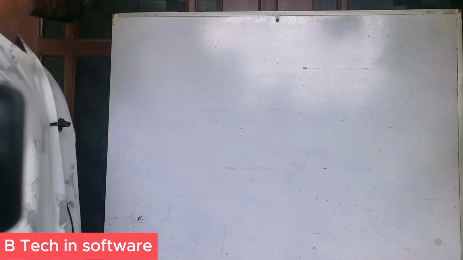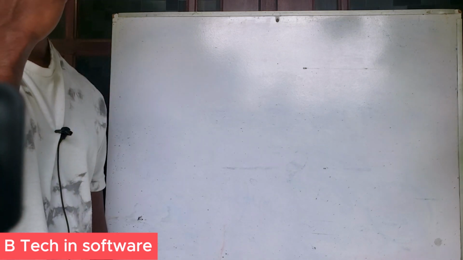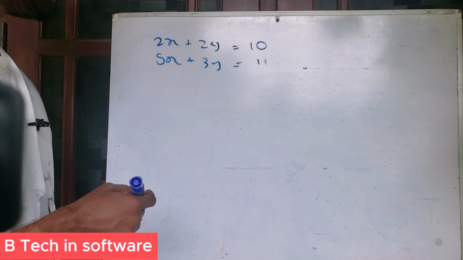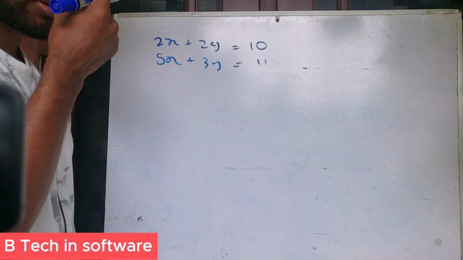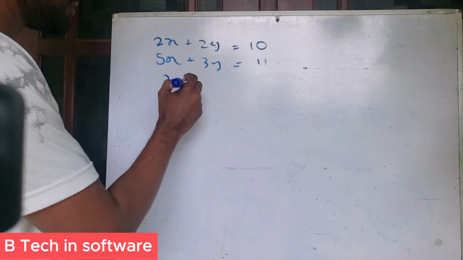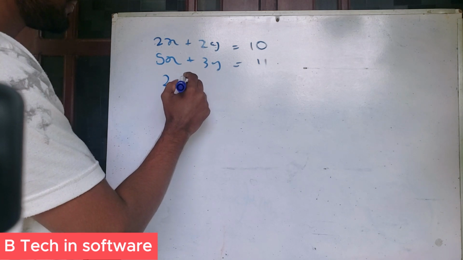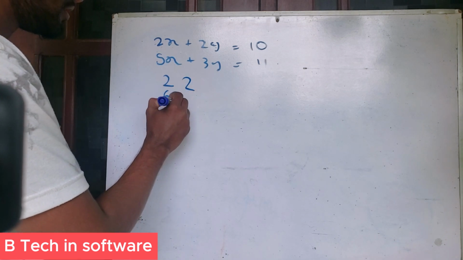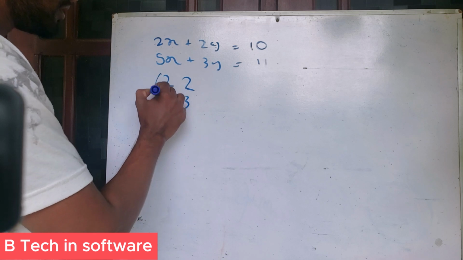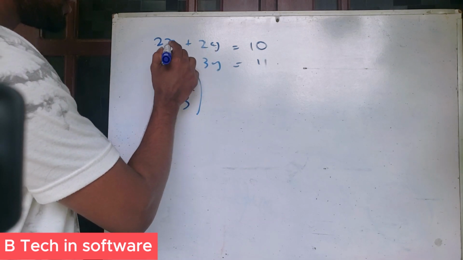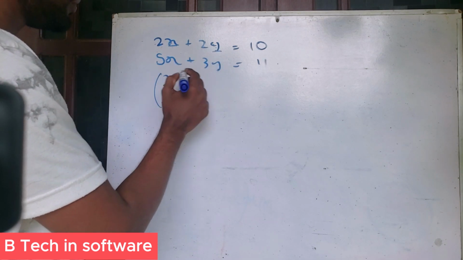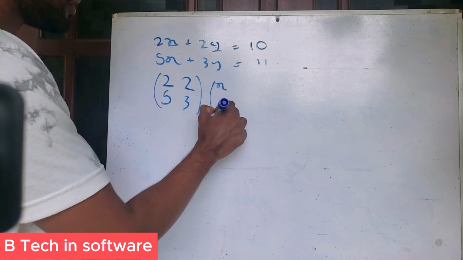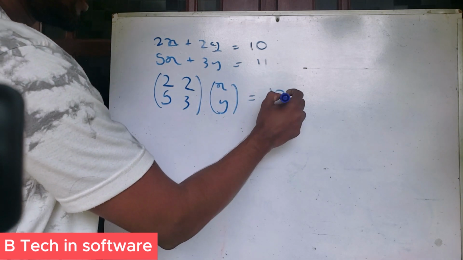Let's try to solve simultaneous equations using matrices. This is simultaneous equations. We try to solve these simultaneous equations by using matrices. 2 from here and 5 from here, 3 from here. So this is a matrix. Now we can see there are two variables here. Those are x and y and equals to 10 and 11.